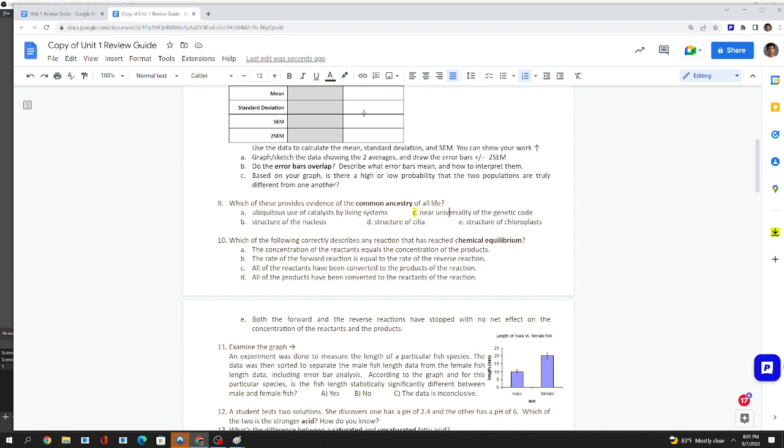Okay. 10. Which of the following correctly describes any reaction that has reached chemical equilibrium? A. The concentration of the reactants equals the concentration of the products. B.